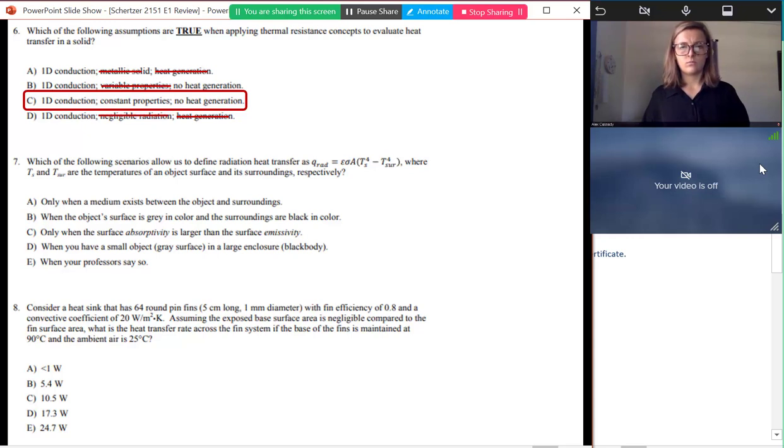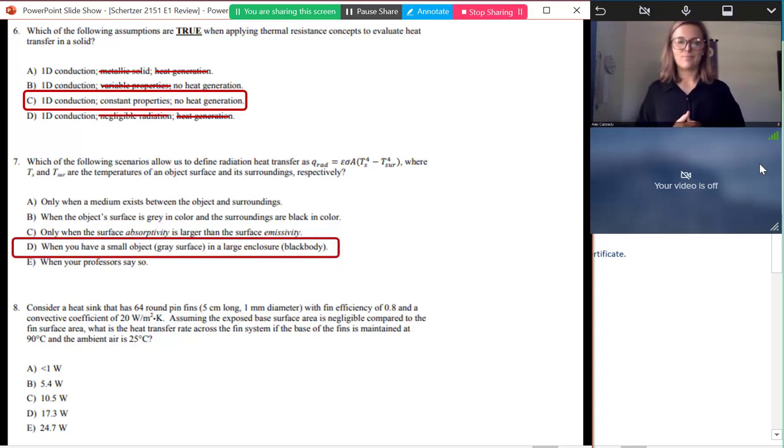So your spidey sense might start tingling here because this equation is the equation that we use. There's two, right? There's one equation for small object, large enclosure, but we had another equation for parallel surfaces. So D looks pretty good. E, whenever your professors say so, this is not a good way to go through life. You'd like to be able to make your own decisions and not just do whatever your professors say. So we're going to say that the answer here is D.